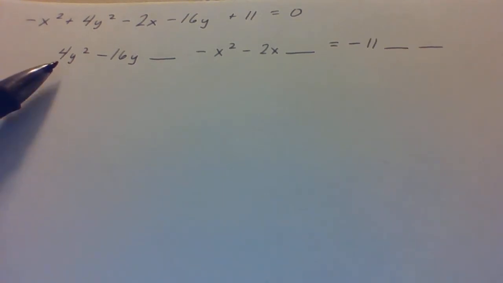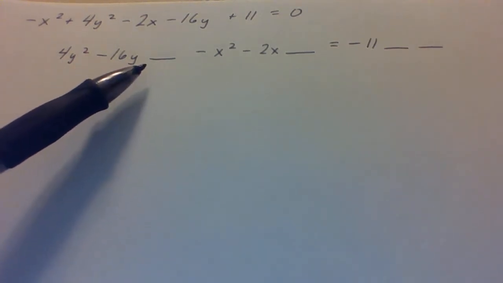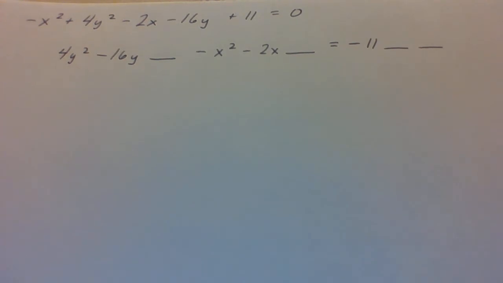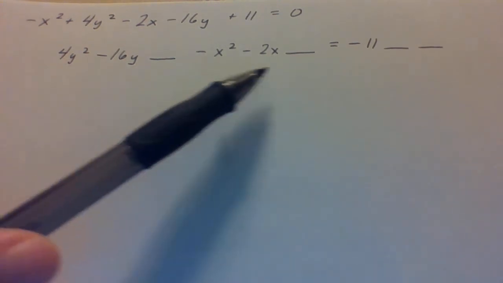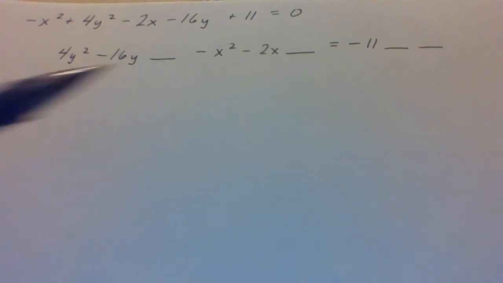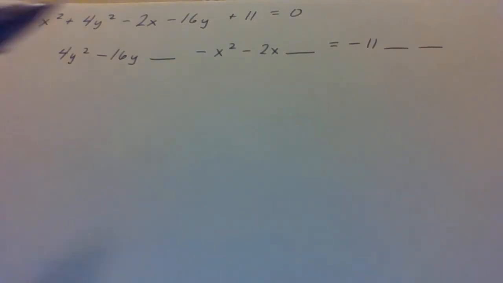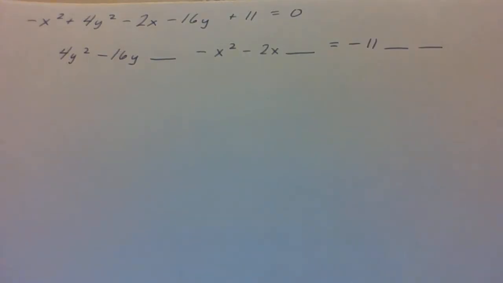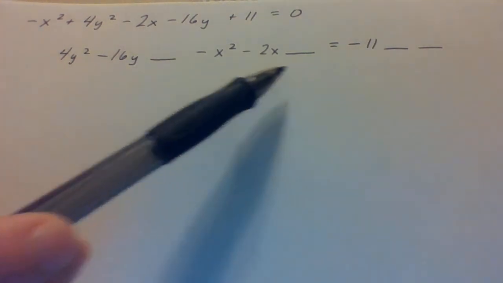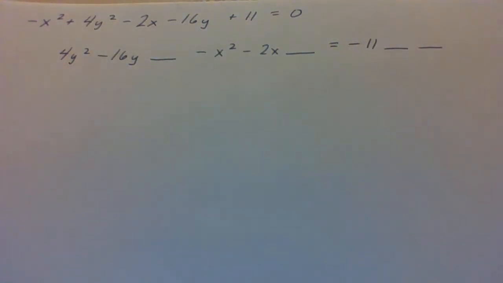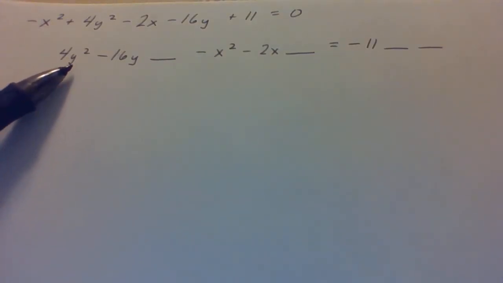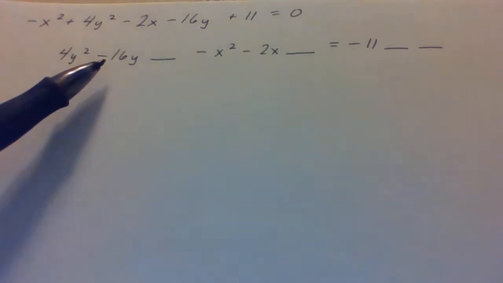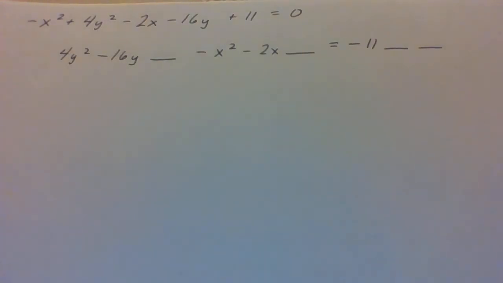You'll see that I gathered all my y terms together and I left a blank because I'm going to have to complete the square in this problem. I gathered my x terms together and the same thing, I left a blank so that I could go ahead and complete the square. I subtracted my 11 from both sides to give me negative 11 on that right-hand side, and I went ahead and left two blanks so that whatever numbers I put here on this side, I can make sure I add them to the right-hand side as well. Now also notice that in front of our y squared term we have a 4, so I'm going to go ahead and factor out the 4.